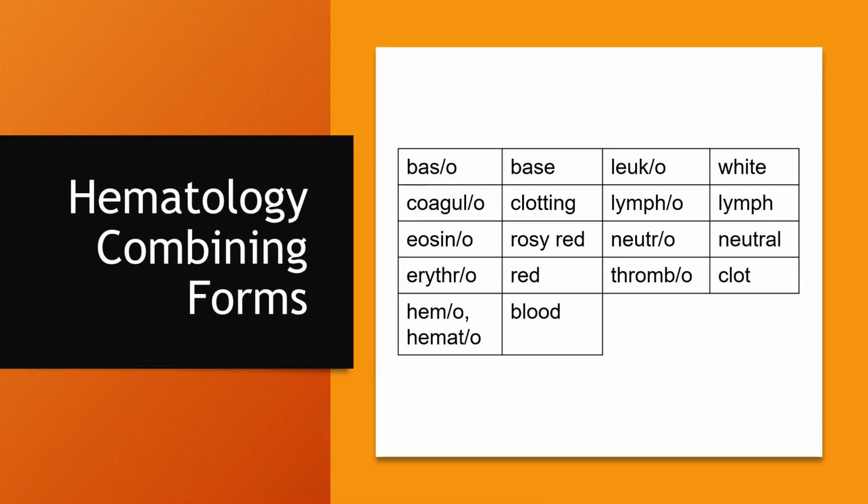The following list presents combining forms closely associated with blood and used for building and defining hematology terms. Baso, base. Coagulo means clotting. Eosino, rosy or red. Erythro, red. Hemo or hemato refers to blood. Leuco refers to white. Lympho, lymph. Neutro refers to neutral, and thrombo would be clot.